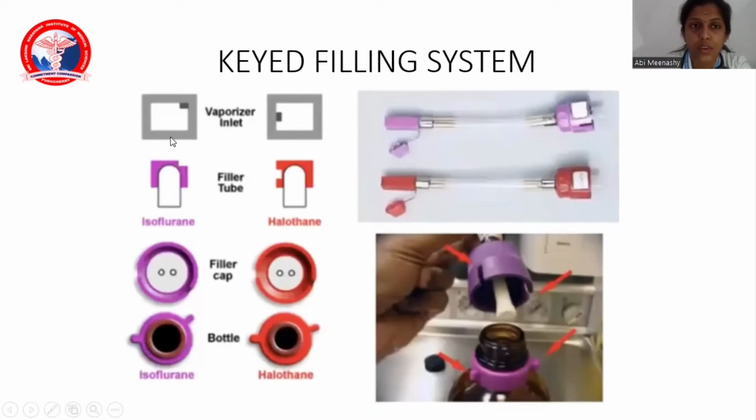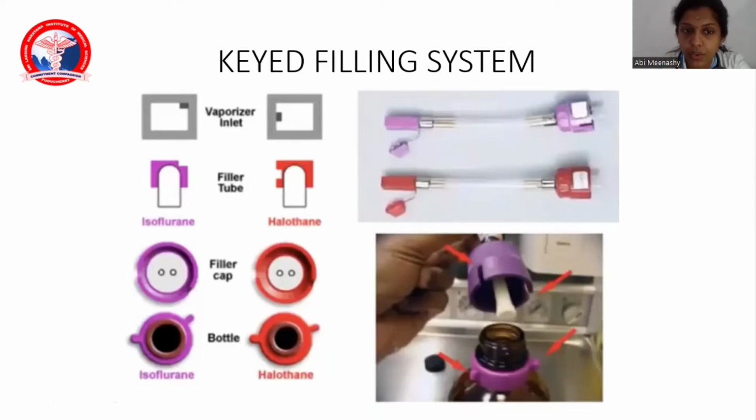Your filler has to fix with your inlet. Only then you can fix. All these are safety systems. Your color coding is a safety system. Isoflurane is purple. Halothane is red. Which color is sevoflurane? Yellow. Correct. So that color coding is a safety feature.